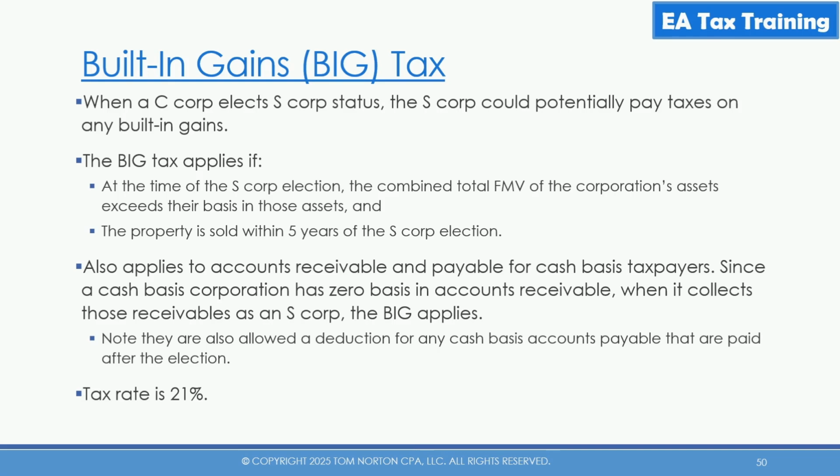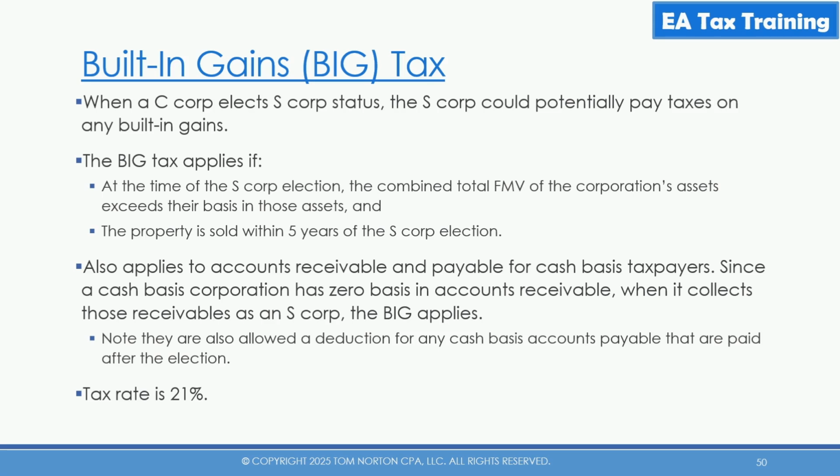Now, this big tax also applies to accounts receivable for cash basis taxpayers. So, of course, if you are a cash basis taxpayer and you're a C Corp in this instance, then you did not recognize the income when it was earned. So maybe you billed the client, they haven't paid yet, so you have this account receivable. You have not yet recognized that income. Well, again, you cannot now convert to an S corporation, then collect those receivables and avoid paying double tax on those receivables.